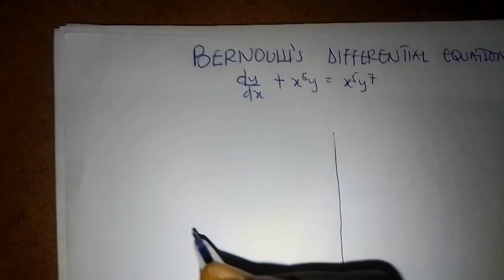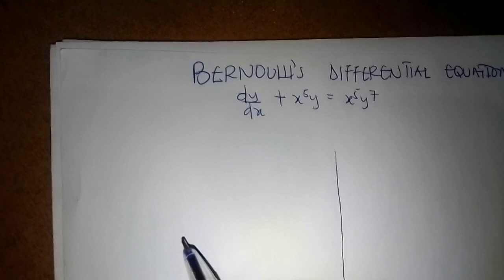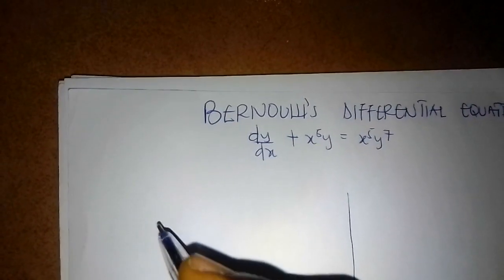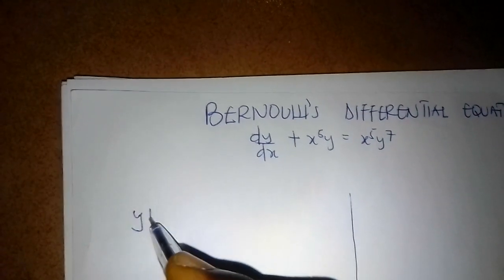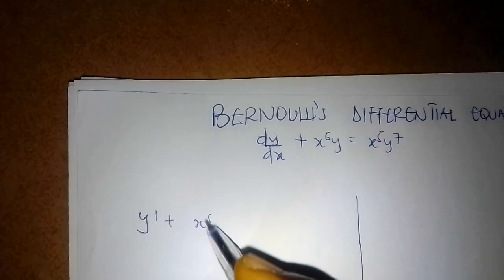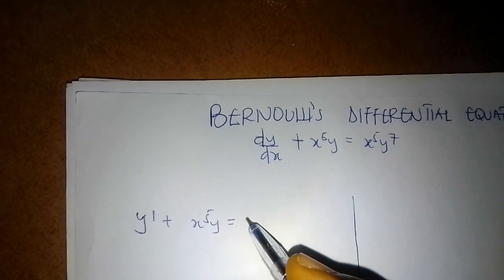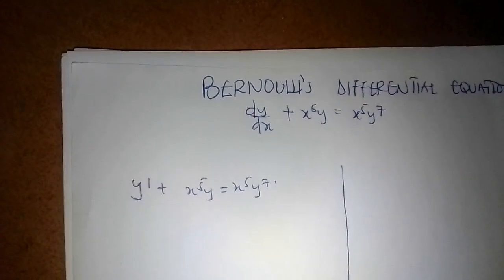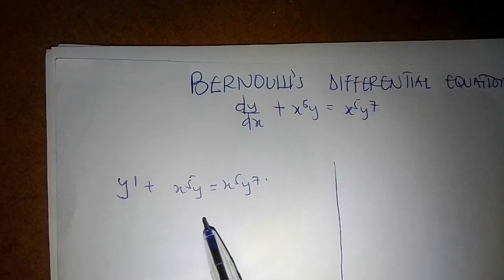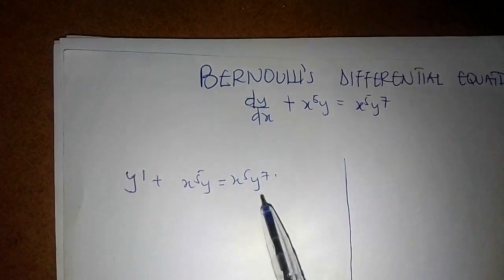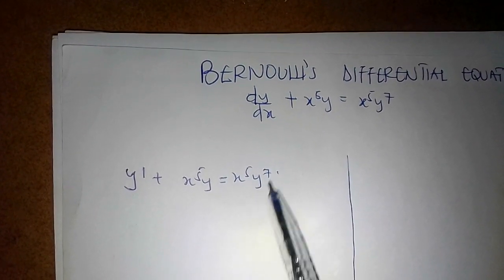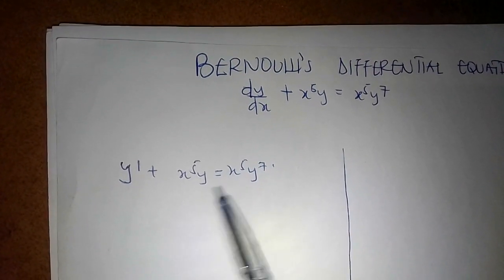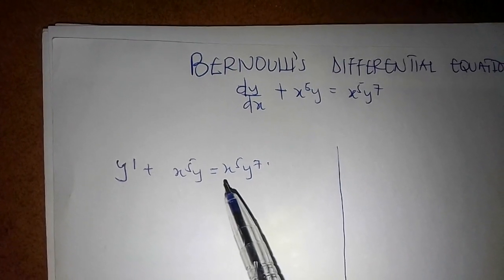Okay, so to start solving this problem, dy over dx is the same as y prime, so this problem is the same as y prime plus x to the power 5 y is equal to x to the power 5 y to the power 7. Now the reason why this equation is a Bernoulli's equation is the presence of this y to the power 7, and this makes this entire equation a Bernoulli differential equation.